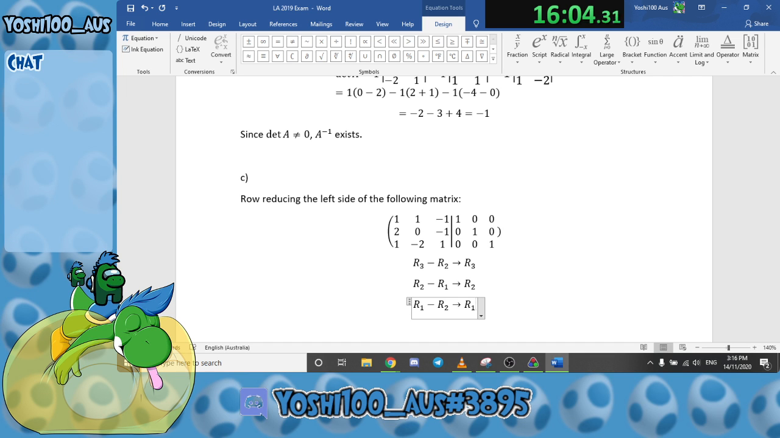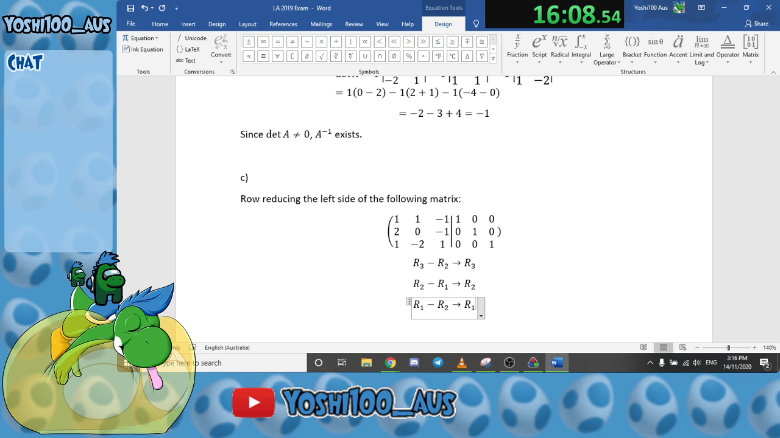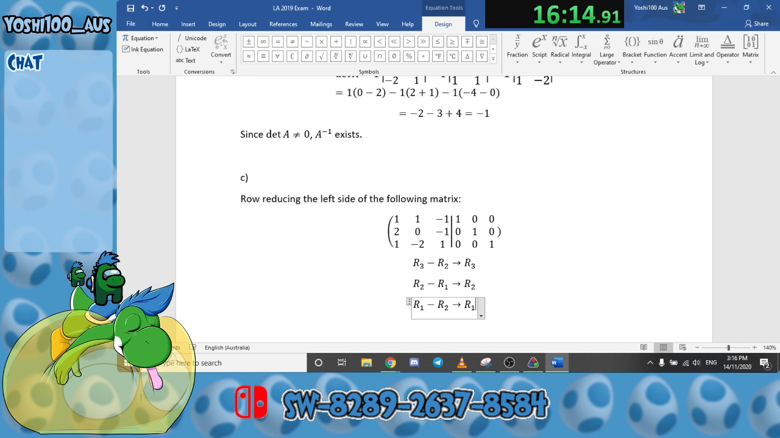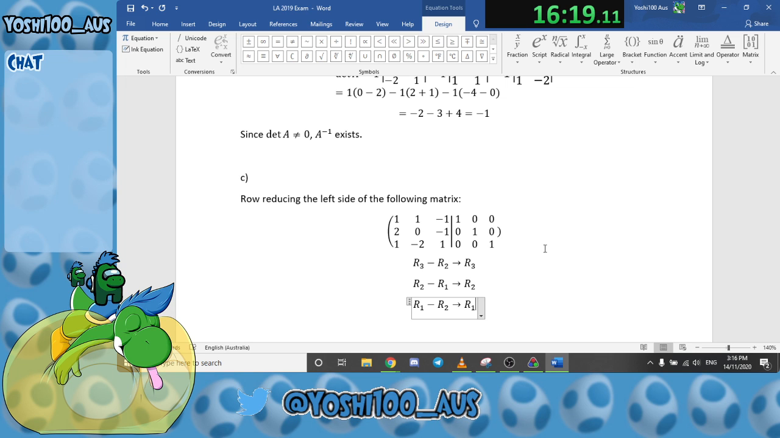So now R1 and R3 have zeros. That means we're gonna have to have row 2 swap with row 1 at some point. That's okay. We'll figure it out. What do we reduce next?